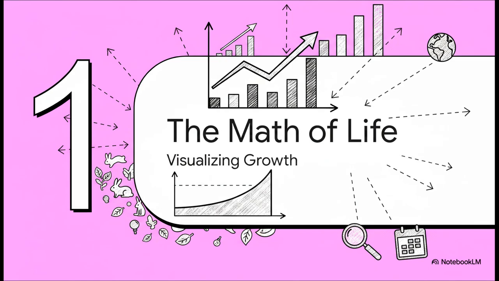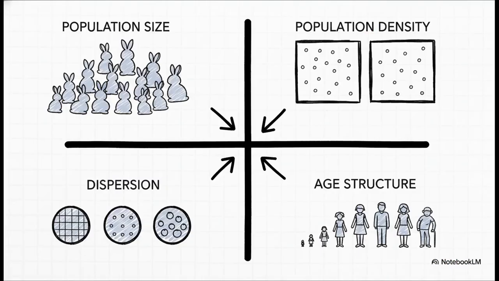Starting with Section 1, the math of life, and visualizing population growth. Okay, to truly understand the grand scale of ecosystems, we first have to look at the basic blueprints. How do scientists actually measure a population and track how it changes over time? Well, they use 4 key metrics.